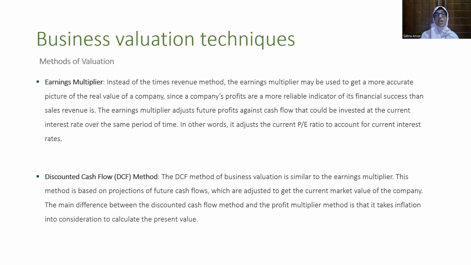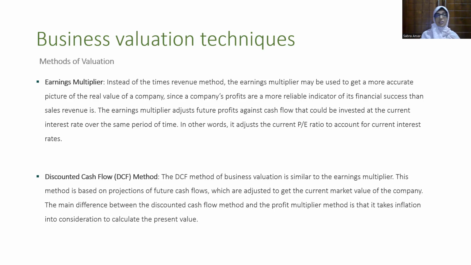Now, the other method is called earnings multiplier. What is the earnings multiplier? Instead of using the times revenue method, the earnings multiplier may be used to get a more accurate picture of the real value of the company. A company's profits are a more reliable indicator than sales revenue. Therefore, the earnings multiplier adjusts future profits against the cash flow that could be invested at the current interest rate over the same period of time. So it is basically the current P/E ratio to account for the current interest rate. Here, the profit is considered instead of the sales value, which was used in the method mentioned before.